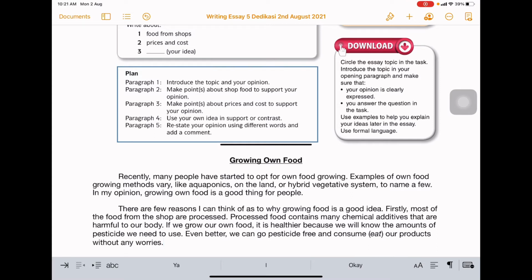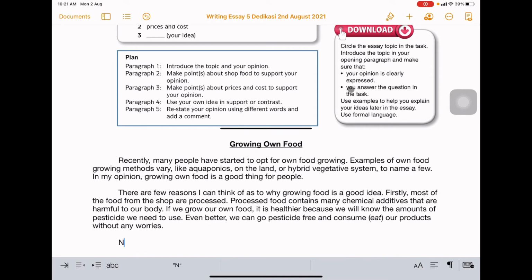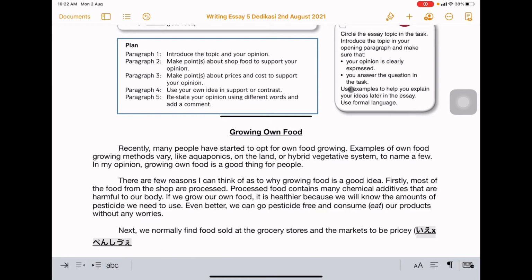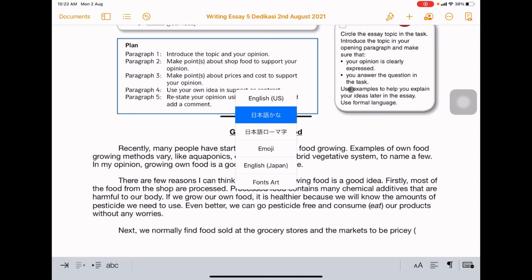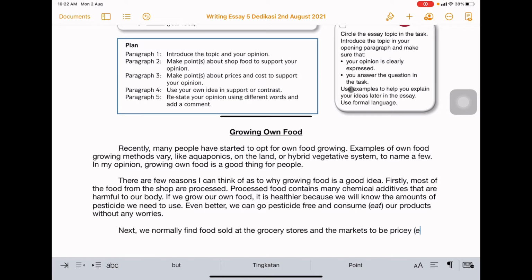Okay, and then we continue with the second point. So you can say next, we normally find food sold at the grocery stores and the markets to be pricey, or in other words expensive.